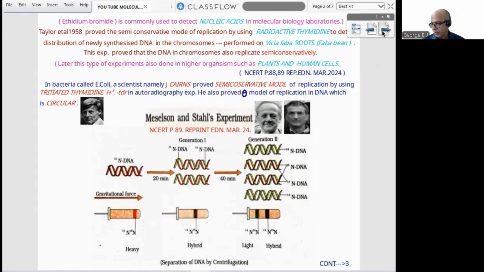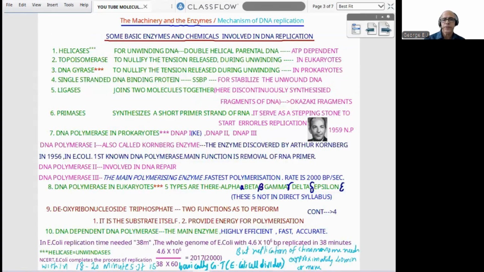Now we can proceed to the next page. A little bit important events will be coming in this episode. Now DNA replication. We have to proceed with the machinery and enzymes, the mechanism of DNA replication.